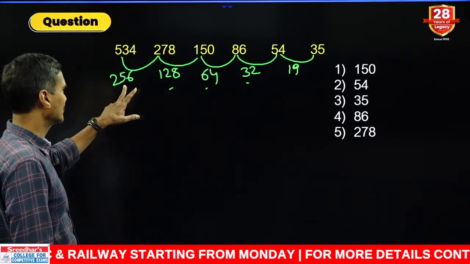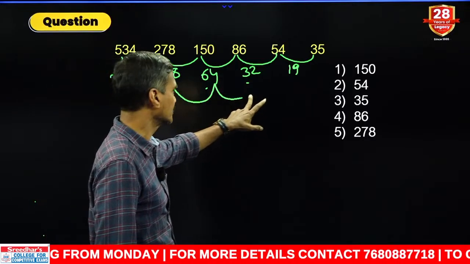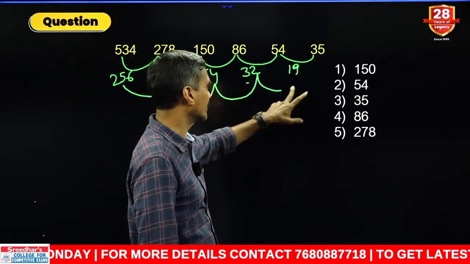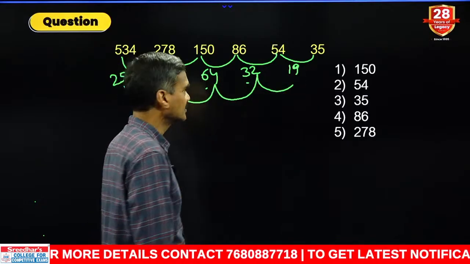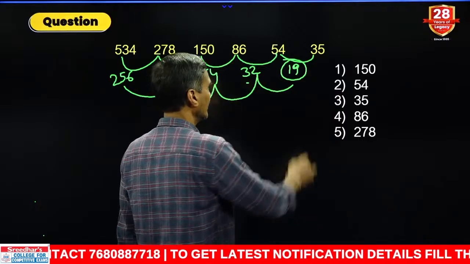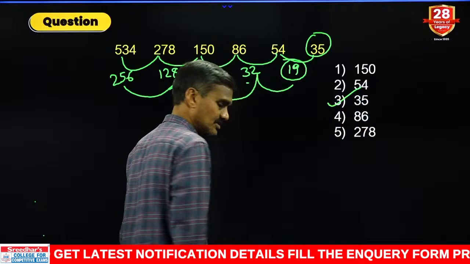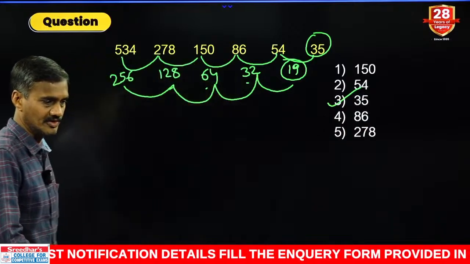256 divided by 2, 128. 128 divided by 2, 64. 64 divided by 2, 32. 32 divided by 2, how much? 16. And 16 must be subtracted from this 54. Hence 35 is the wrong number. 35 that is given in choice 3, question number 2. Hope everyone got this one?